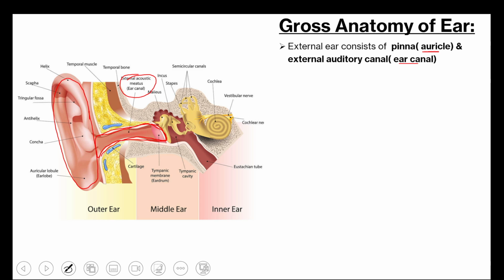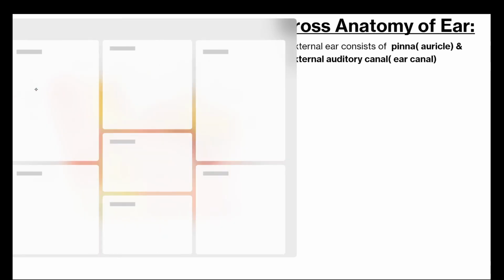And this pinna itself constitutes very small cartilages, and its physical appearance gives various names like helix, which is the broad upper area. Just beneath this broad thickened area of the helix there is a scapha, and also beneath that there is a triangular structure. This triangular structure is called the triangular fossa.